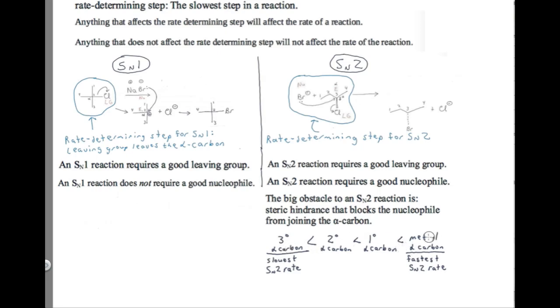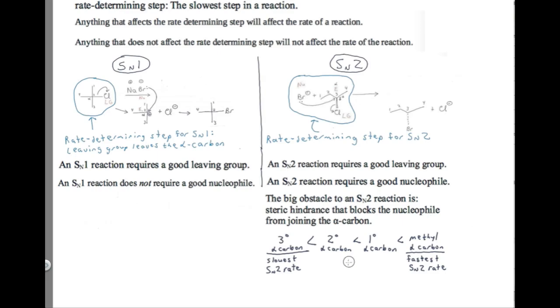Methyl alpha carbons have the least steric hindrance that can block the nucleophile, so they're best for SN2. Tertiary alpha carbons have the most steric hindrance, so they're the worst for SN2. They have the most steric hindrance because they're surrounded by the most carbon chains that can get in the way of the nucleophile. Methyl alpha carbons have the least steric hindrance because they're not surrounded by any carbon chains that could get in the way of the nucleophile. Remember, steric hindrance is just a fancy term for things getting in the way of the nucleophile.